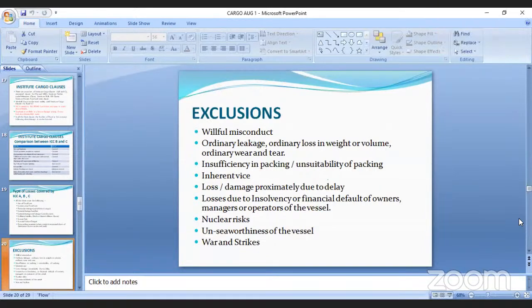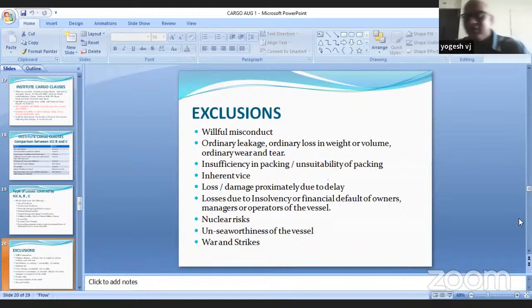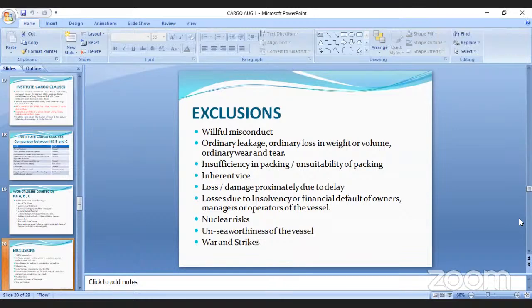Unseaworthiness of the vessel. Now we know every vessel, every cargo vessel, let us say every liquid bulk oil carrying vessel, has a commercial life of 25 to 30 years. Once these 30 years are over, this vessel is unseaworthy because it has carried a lot of oil, and a lot of corrosion has occurred inside it.